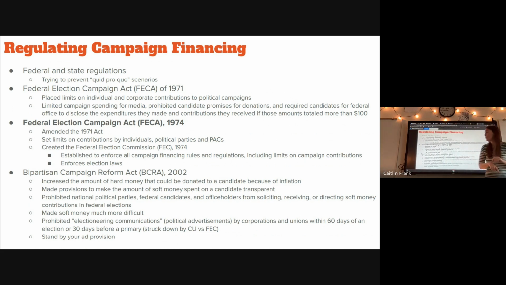They also, in 2002, Congress passed the Bipartisan Campaign Reform Act because the issue of FECA is it didn't adjust for inflation.